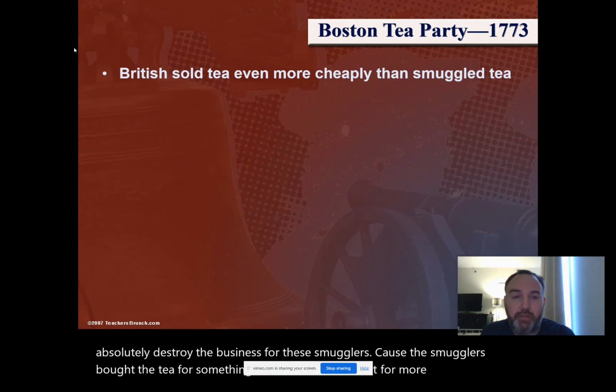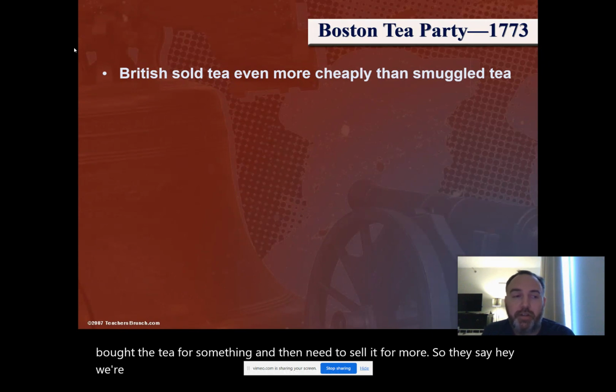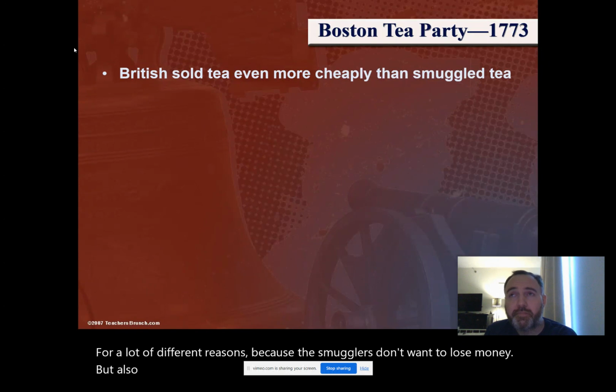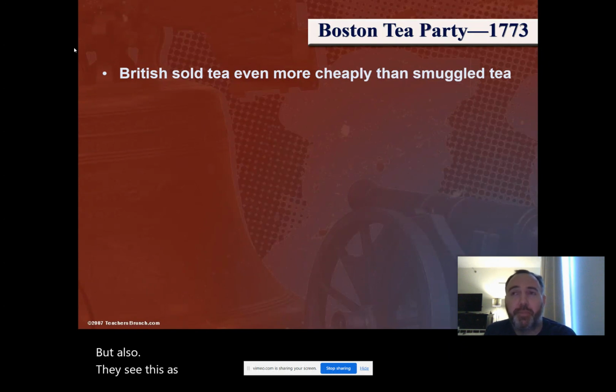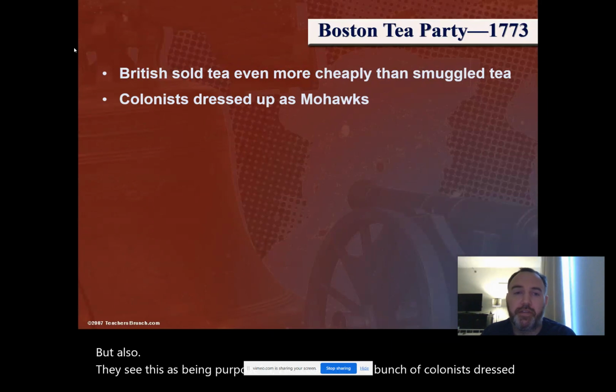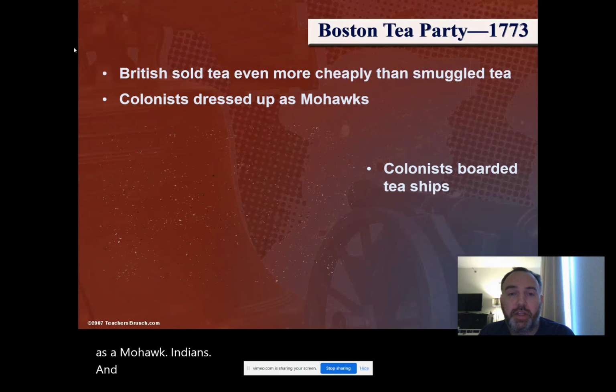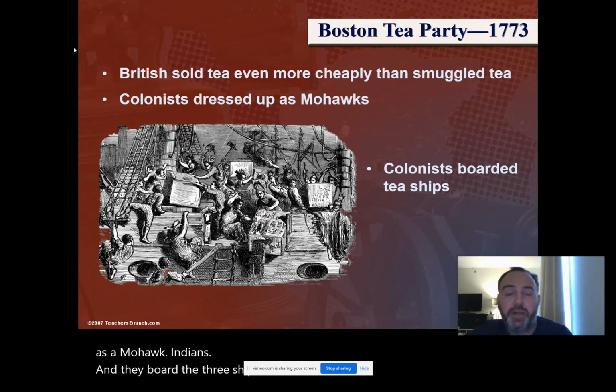So they say, hey, we're going to undercut the living daylights out of them and kill their businesses. And this creates unrest for a lot of different reasons, because the smugglers don't want to lose money, but also the colonists see this as being purposeful. So a bunch of colonists dress up as Mohawk Indians, and they board the 3 ships in Boston Harbor, which were named the Dartmouth, the Eleanor, and the Beaver.